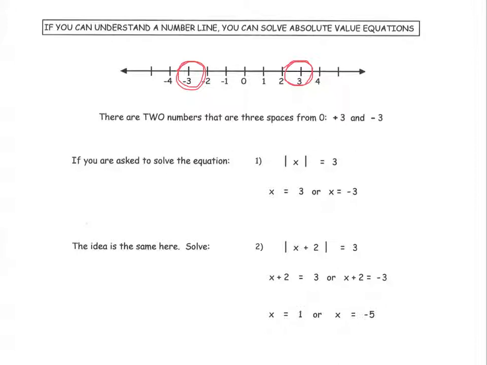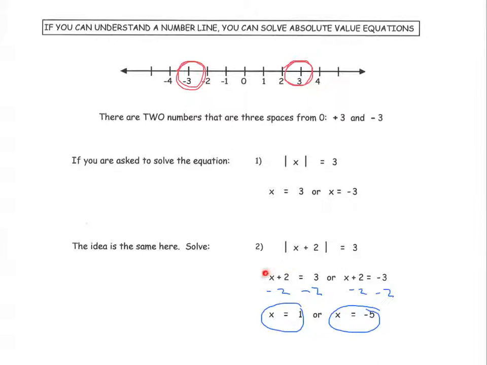If the equation is asking about x plus 2, the bars are still asking you the same thing. How many spaces from 0 is x plus 2? That means that x plus 2 has to equal 3, or x plus 2 has to equal -3. Then all we have to do is finish the problem. Subtract 2 and get x equals 1, or subtract 2 over here and get x equals -5.